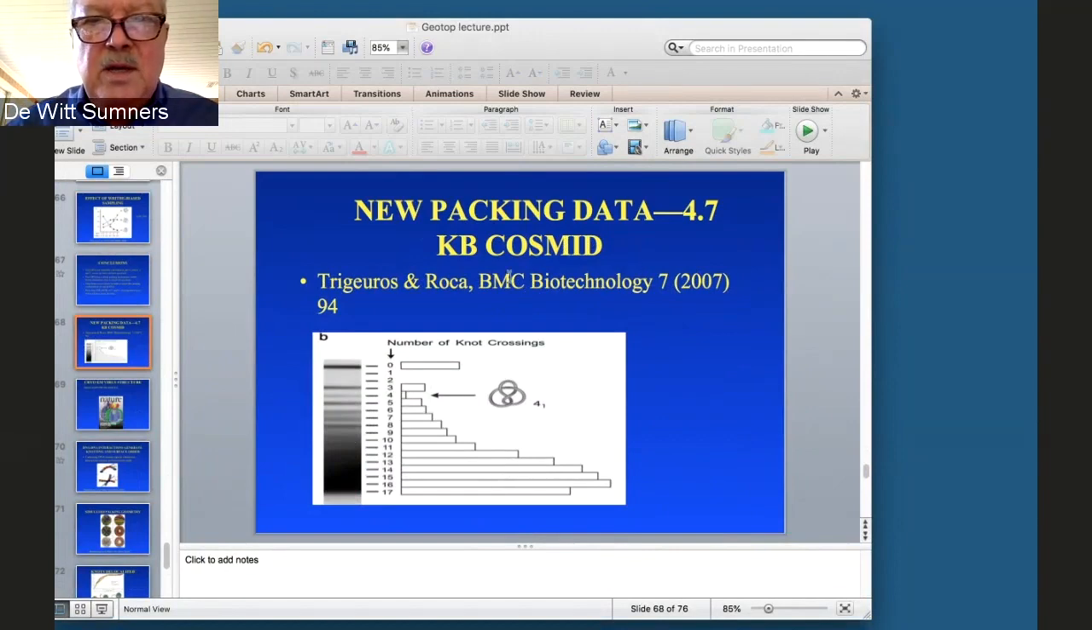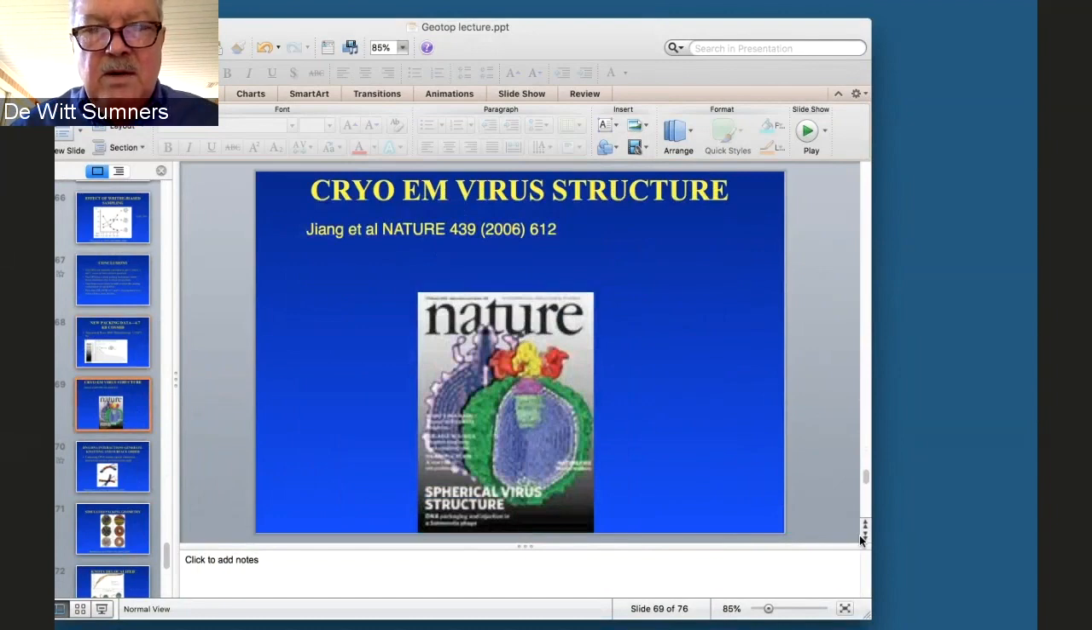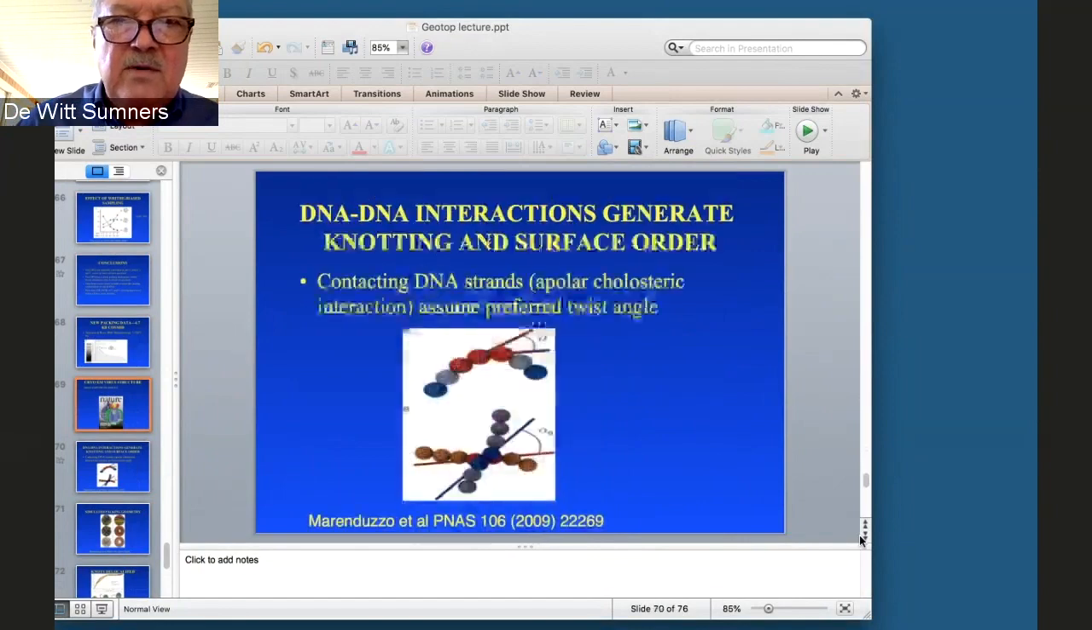So here's a new experiment that was done in the Roca lab in Barcelona, where you have a 4.7 kb DNA circle. And again, you have a dearth of figure-8 knots. And here's the knot spectrum when you do this packing and release it from the packing. And we believe that it's possible to reproduce the spool-like packing. So here's a spool-like packing from a Nature paper where you do cryo-electron microscopy to get the spherical virus structure.